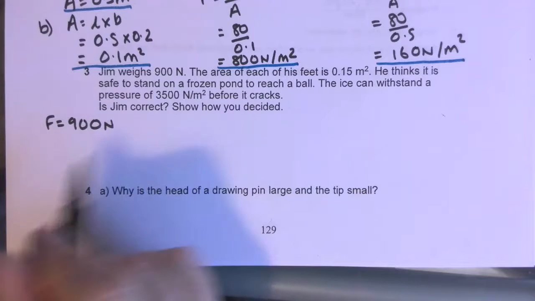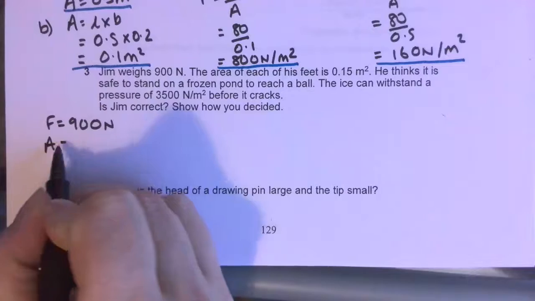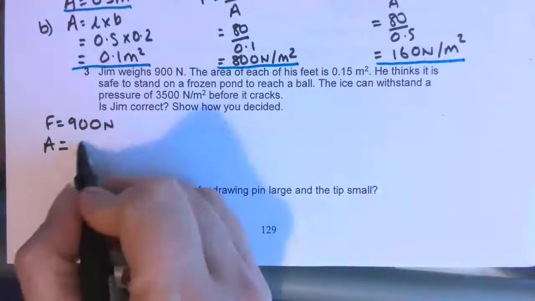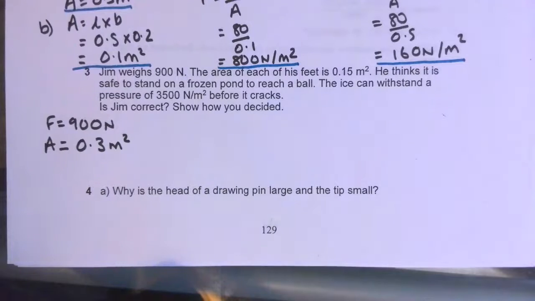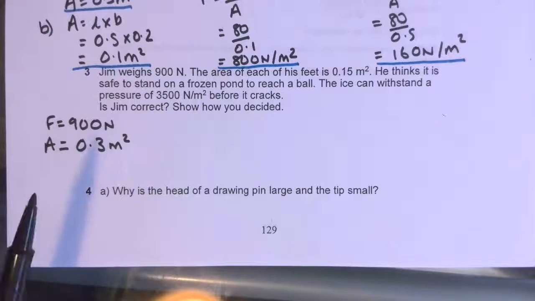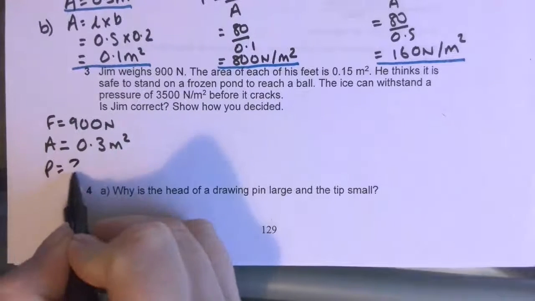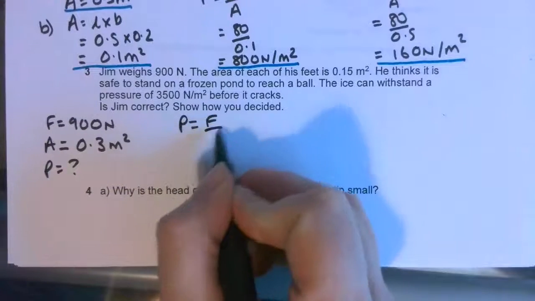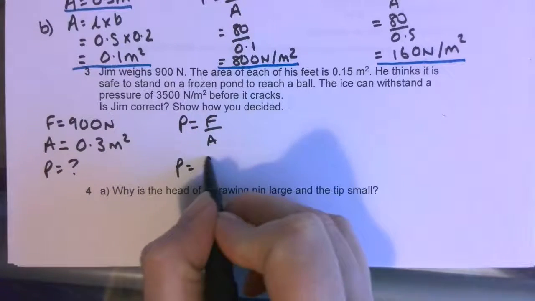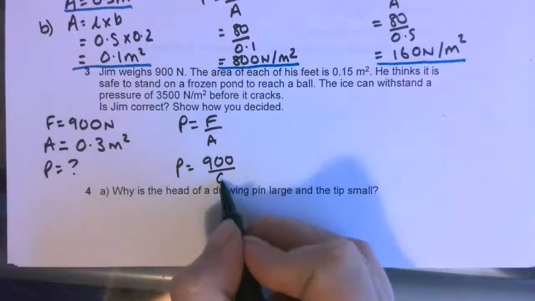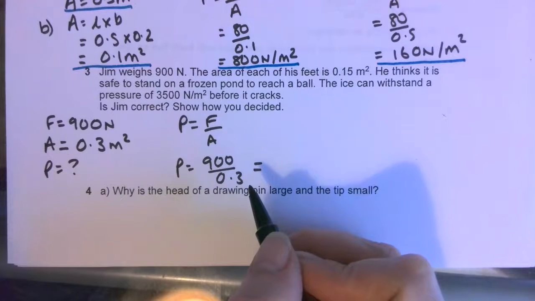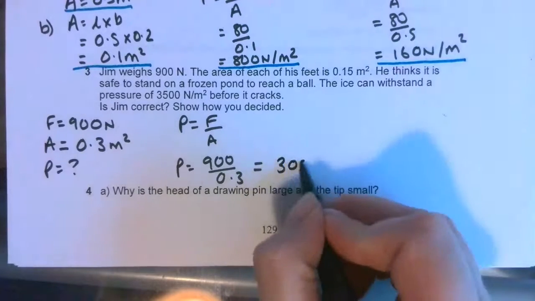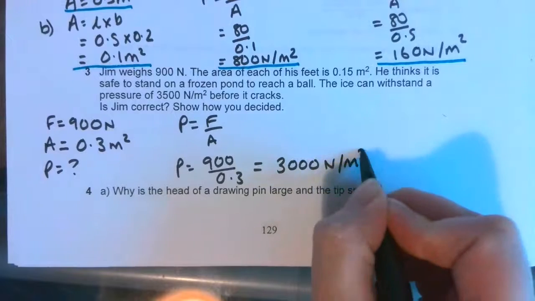So if we're assuming he's standing on both feet, then his area is going to be 0.3 meters squared, because it's double each foot. So we'll assume he's standing on both feet. Then we can calculate the pressure. So force over area. Force is 900, the area is 0.3. That gets us a pressure of 3,000 newtons per meter squared.